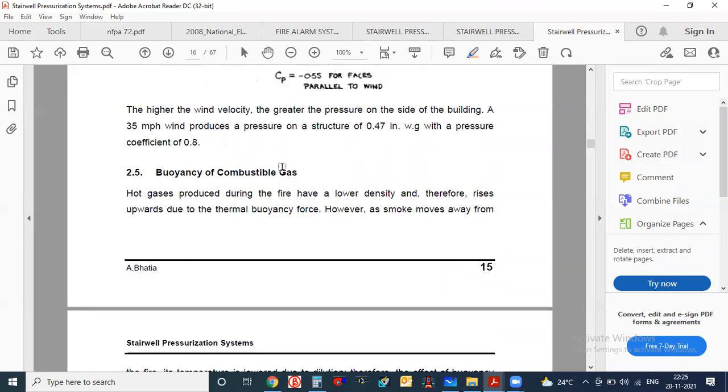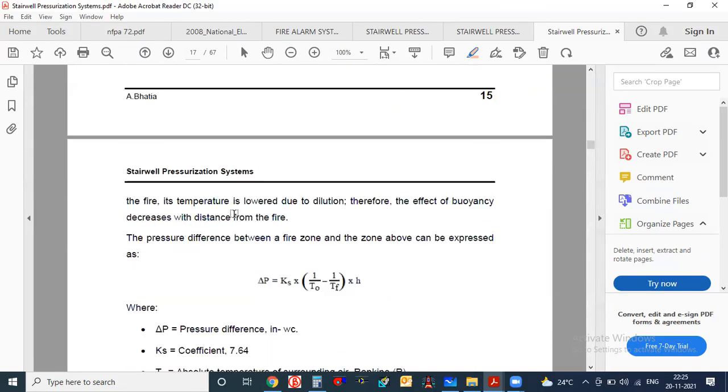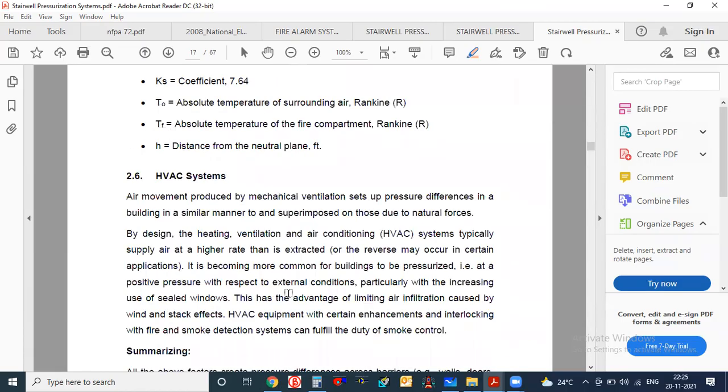Buoyancy of combustible gases: hot gases produced during the fire have a lower density and therefore rise upward due to the thermal buoyancy force. So maybe this is the point. This is the reason why we will see that the fire is spreading very fast. So maybe that will have a lower density. However, as smoke moves away from the fire, the temperature is lower due to dilution. Therefore, the effect of buoyancy decreases with distance from the fire.